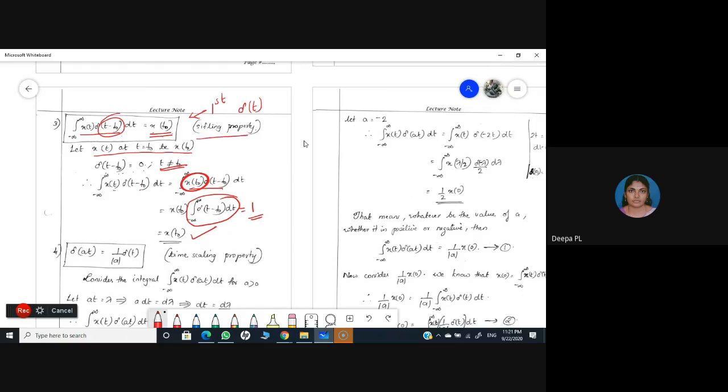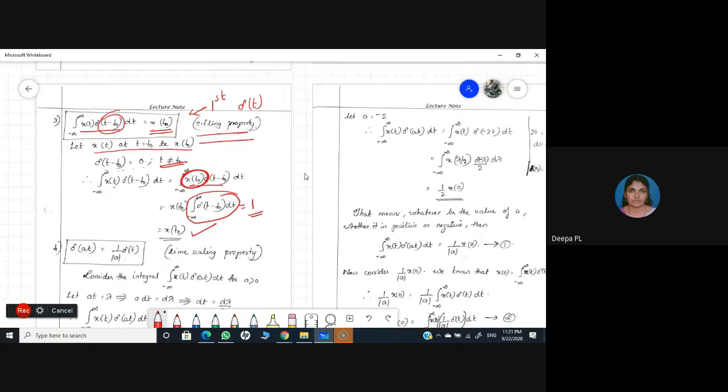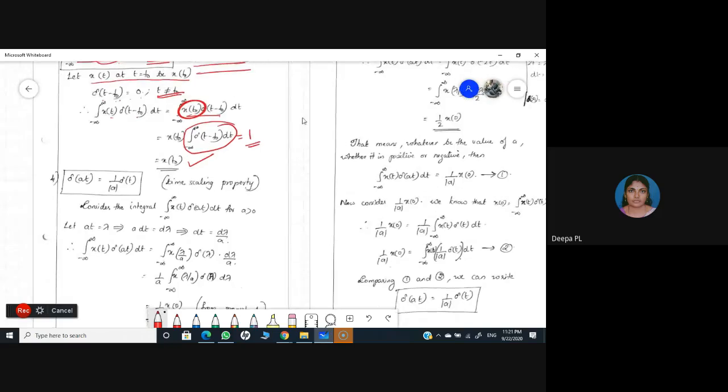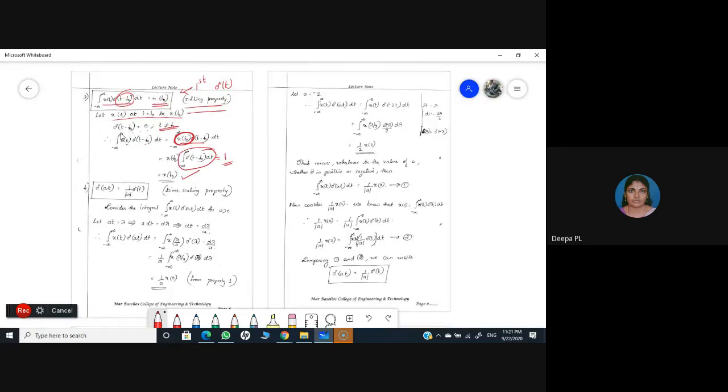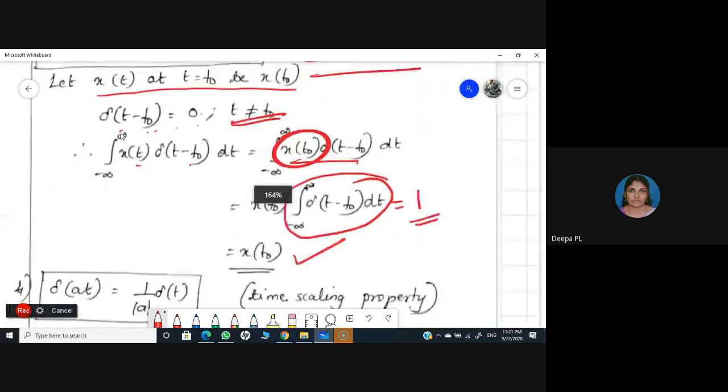So this is known as the shifting property of unit impulse signal. Now I have the next property, known as the time scaling property. The time scaling property states that delta of at is equal to 1 by mod a into delta of t. So here, what is the importance of this particular property?